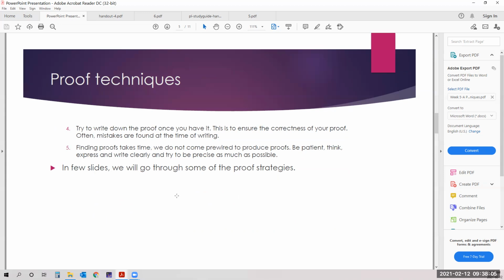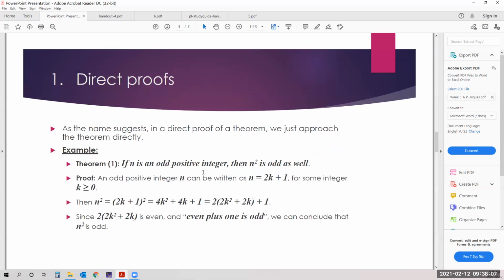In a few slides, we will go through some of the proof strategies. The first one, direct proof, is one of the simplest in math. As the name suggests, in a direct proof of a theorem, we just approach the theorem directly. Theorem 1: if n is an odd positive integer, then n squared is odd as well, which all of us know.